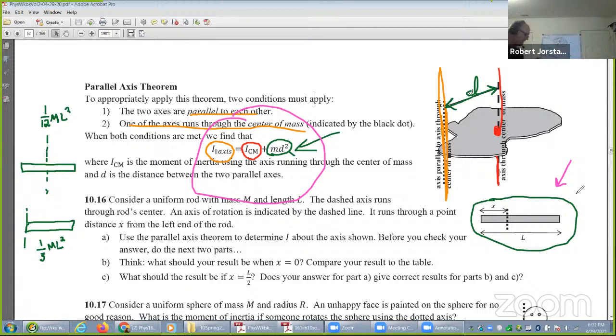So the rotating axis isn't technically at the end nor in the center, but somewhere else. Okay.